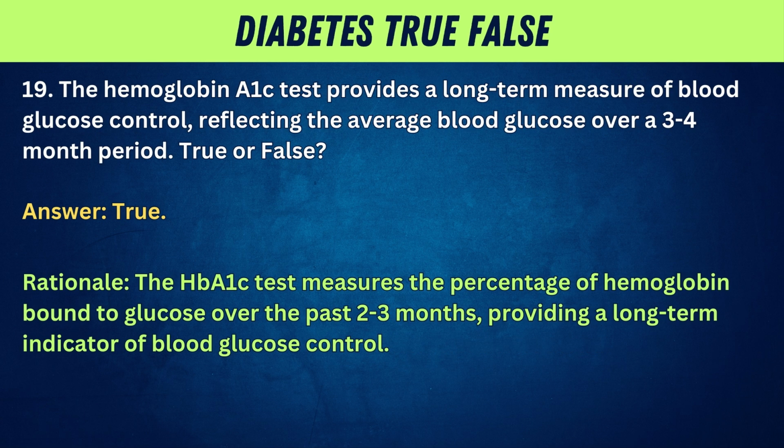19. The hemoglobin A1C test provides a long-term measure of blood glucose control, reflecting the average blood glucose over a 3 to 4 month period. True or false? Answer: true. Rationale: the HbA1c test measures the percentage of hemoglobin bound to glucose over the past 2 to 3 months, providing a long-term indicator of blood glucose control.